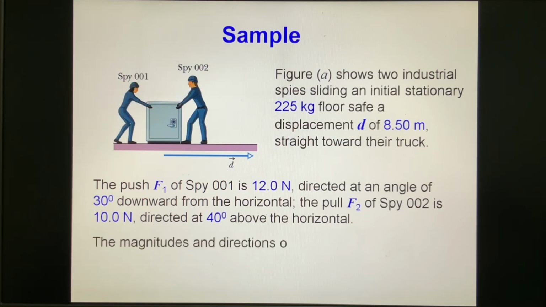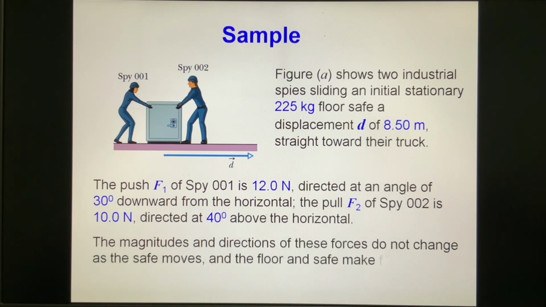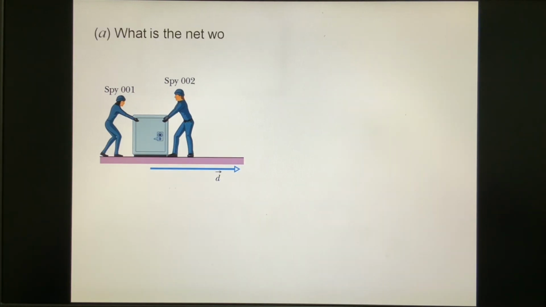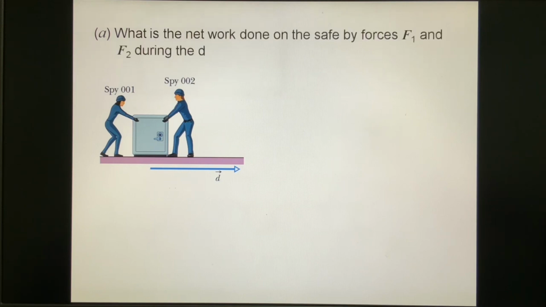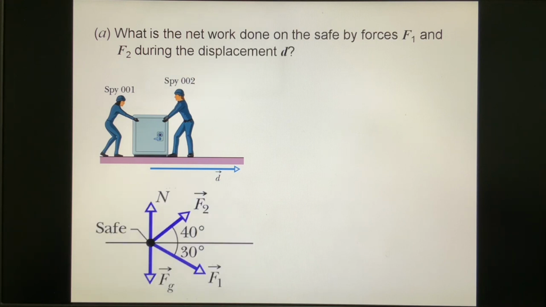The magnitudes and the directions of these forces do not change as the safe moves, and the floor and safe make frictionless contact. A. What is the net work done on the safe by forces F1 and F2 during the displacement d? We look at the free body diagram of the safe.